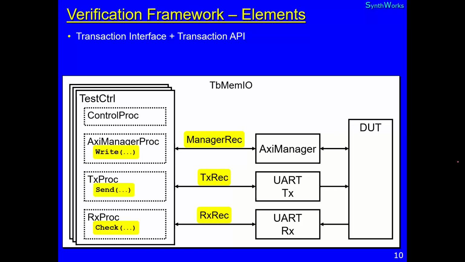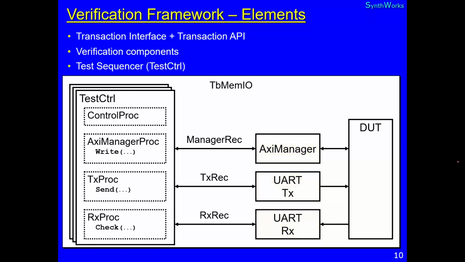All right. So starting with the transaction interface and transaction API. The interface is the record. On the left, we have transaction subprograms. That's the API. And we add to that the verification components. We add to that the test sequencer. So when we talk about the framework, these are all the elements of the framework.